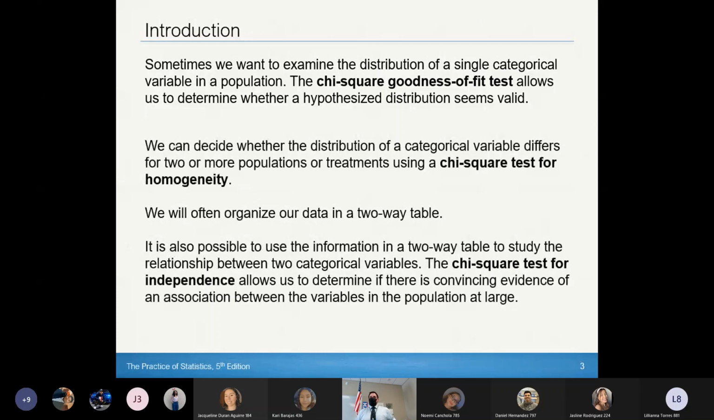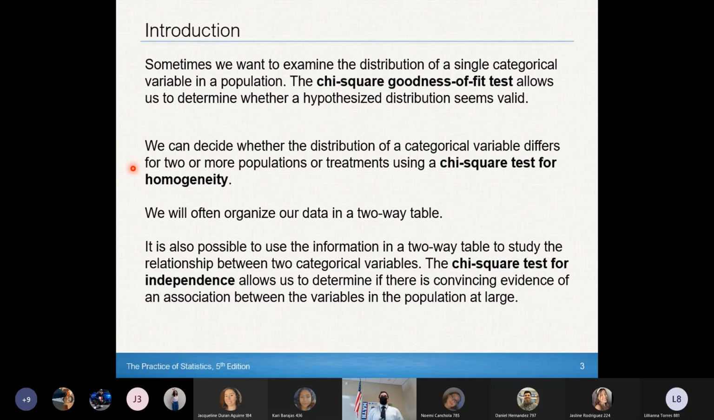We can decide whether the distribution of a categorical variable differs for 2 or more populations or treatments using a chi-square test for homogeneity. That will be in another section. That's a next lesson kind of thing. Today's lesson focuses on this top paragraph here. Goodness of fit test, that's where we're focusing. We can also do a chi-square test for homogeneity when we're comparing 2 or more populations or treatments.